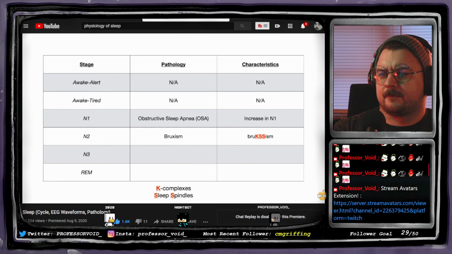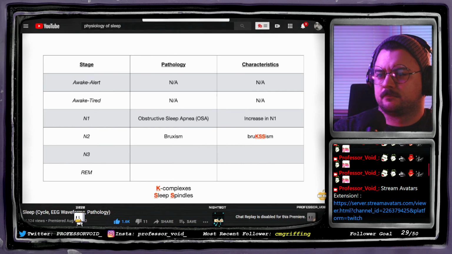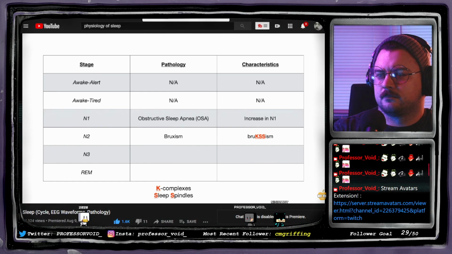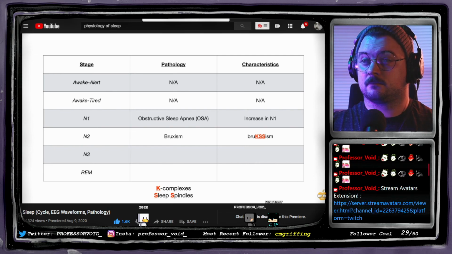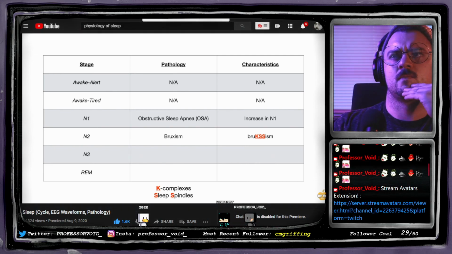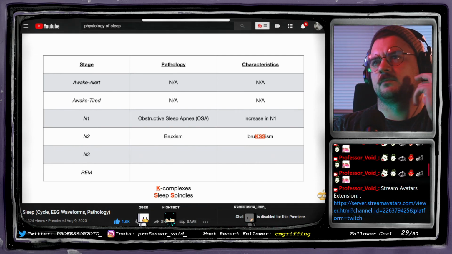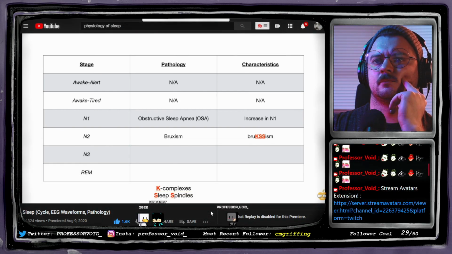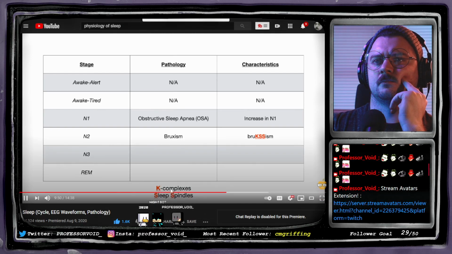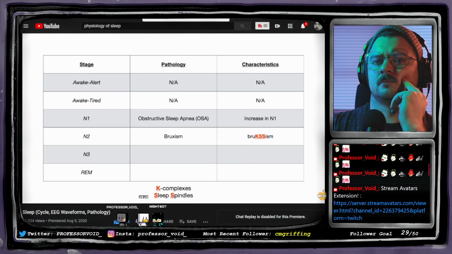For N2, this is where bruxism occurs, and I've already alluded to that. And to remember this, I rewrite the word bruxism with a K and two S's. The K stands for K complexes, and the two S's stand for sleep spindles. And that allows me to connect bruxism with the EEG waveforms so that I can remember for N2, it's bruxism, and I remember the EEG waveforms. So just a nice silly little mnemonic there.